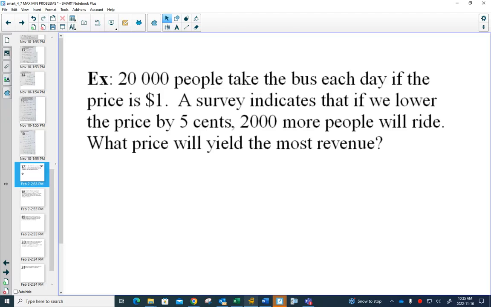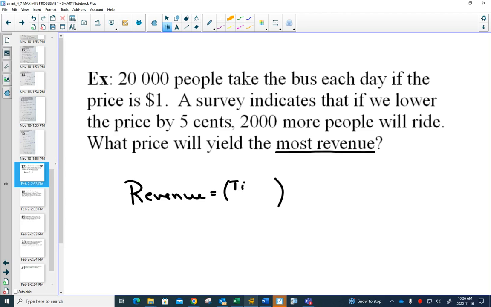We want to find a maximum revenue. So we need to make an equation that is revenue equals... what are we doing here? We're selling bus tickets. So we've got the ticket price multiplied by the number of people. Does that make sense in words to figure out how much money you're going to bring in? Whatever your ticket price is, multiplied by the number of people.